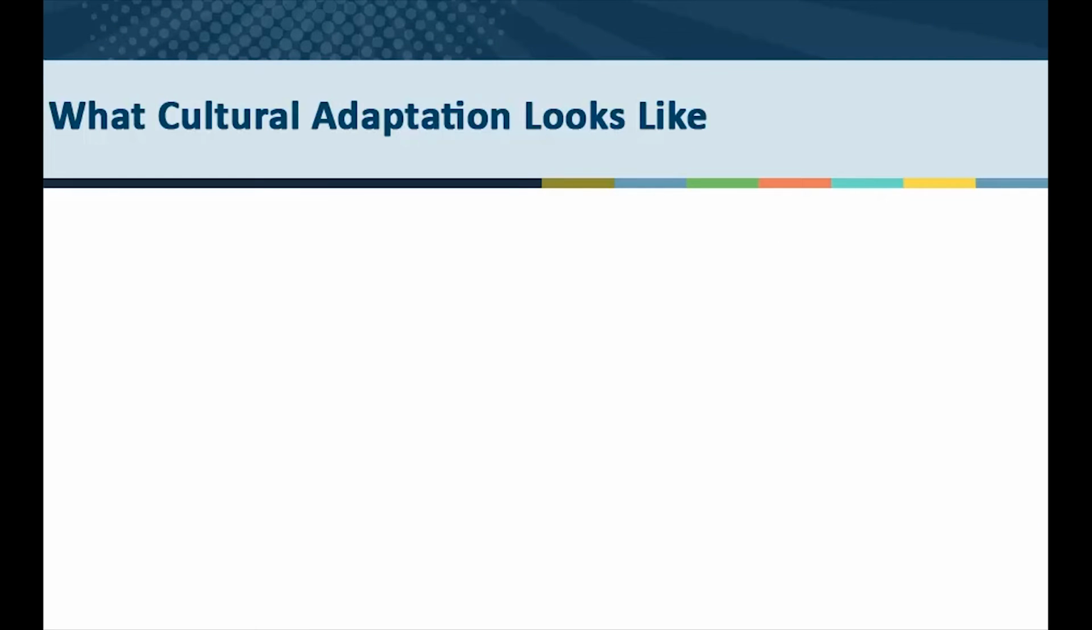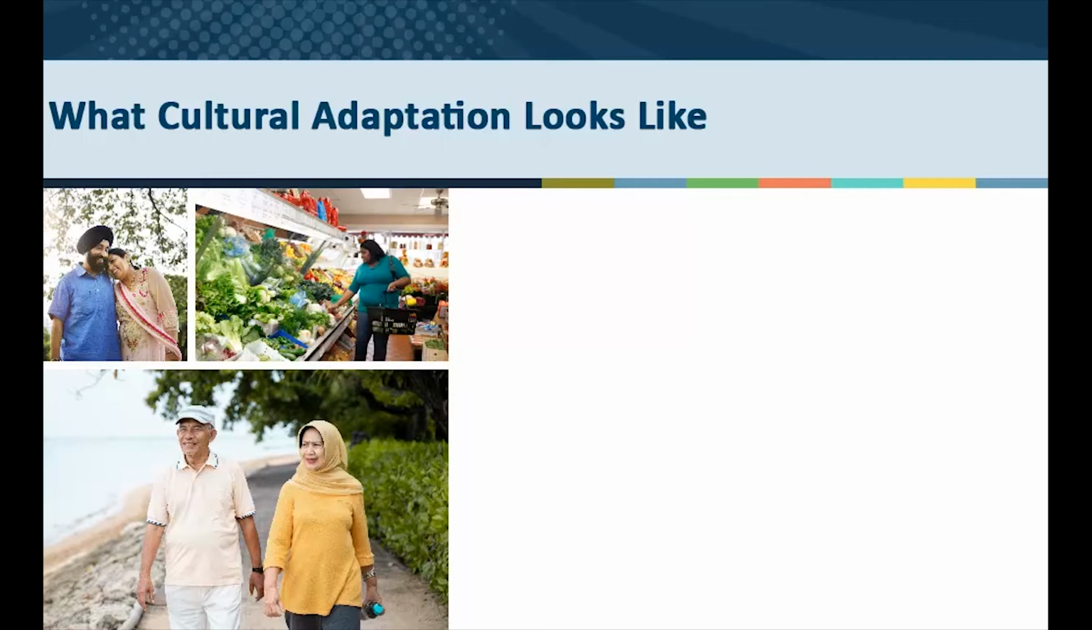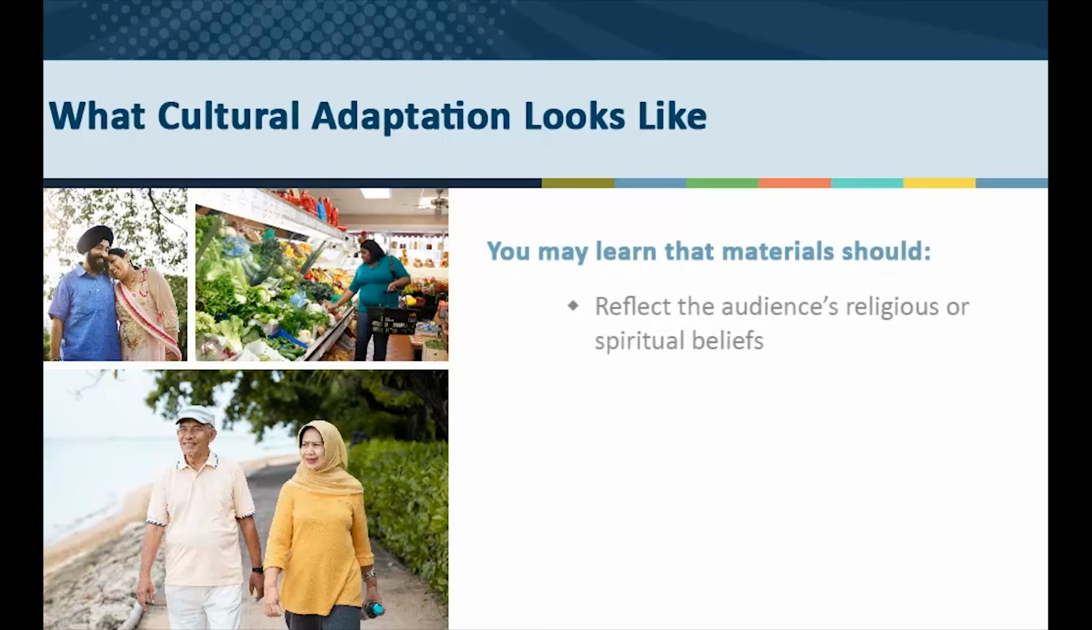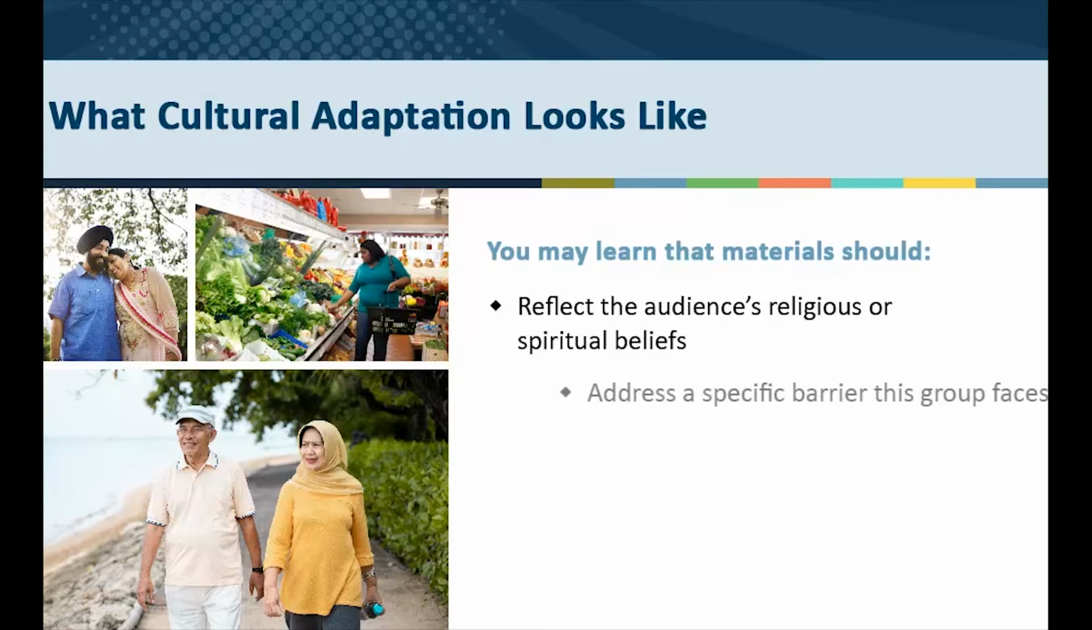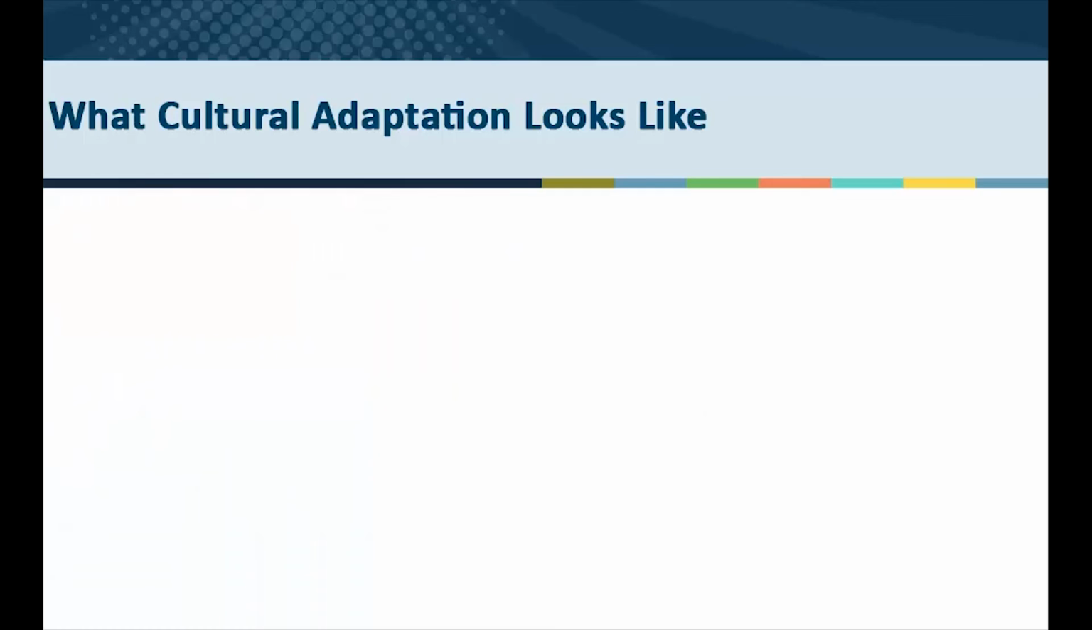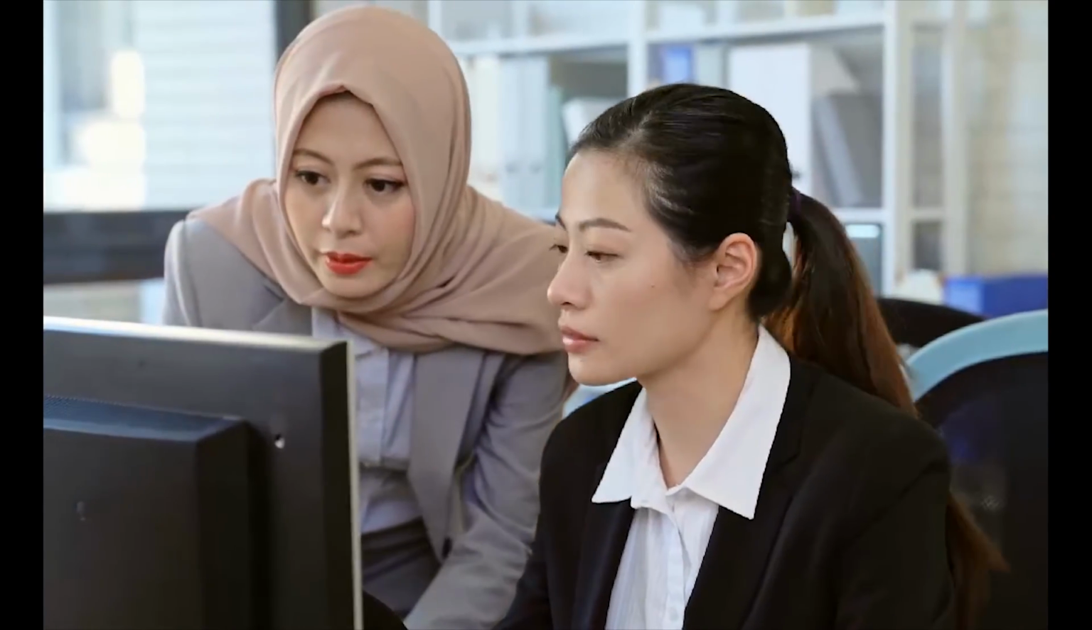You may learn from your research with a cultural group that it's helpful or important for the material to reflect the audience's religious or spiritual beliefs, or address a specific barrier this group faces, such as the higher cost of healthy foods, the notion that weight is a sign of prosperity or health, or shared distrust of medical professionals or government. Changes like this require deeper work and testing. Often, such significant changes require the development of new materials, not just adaptation.